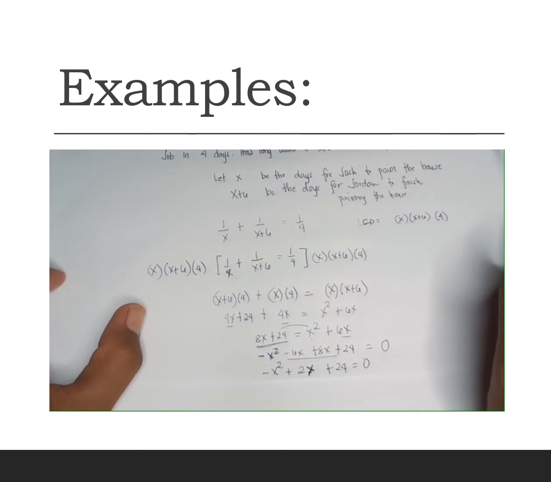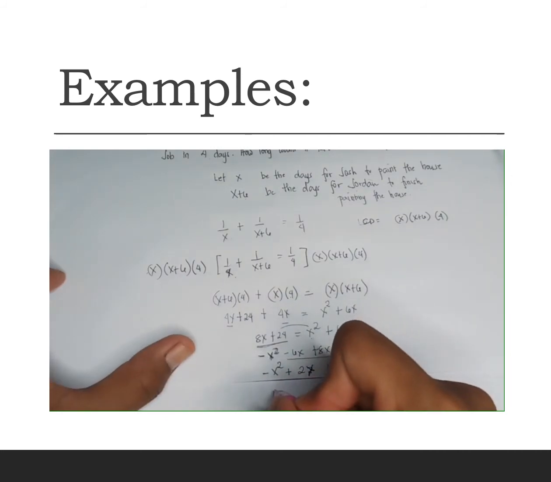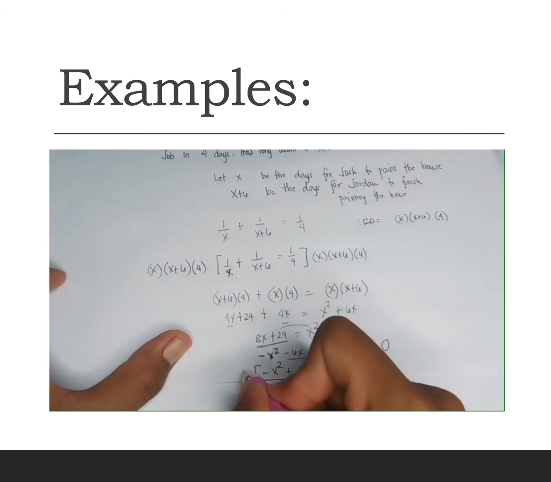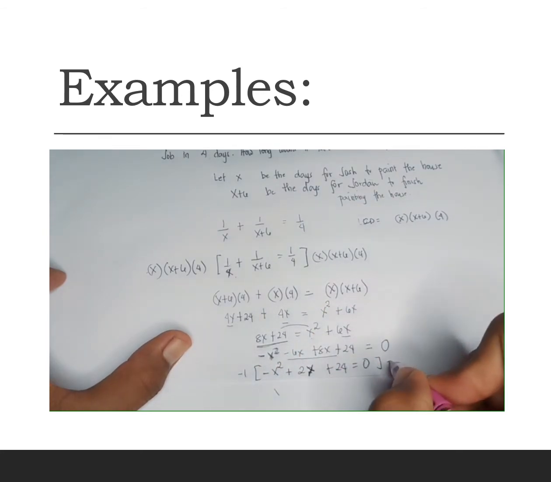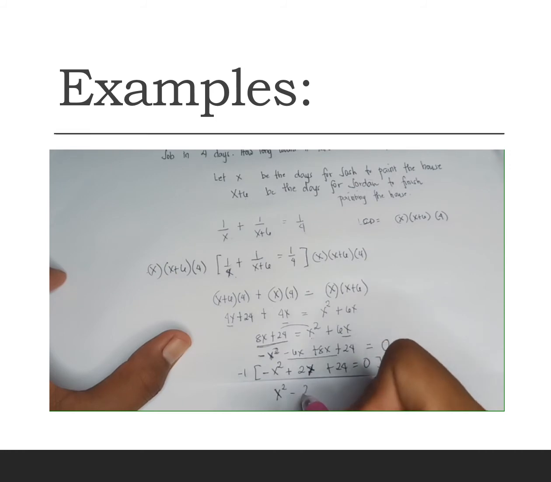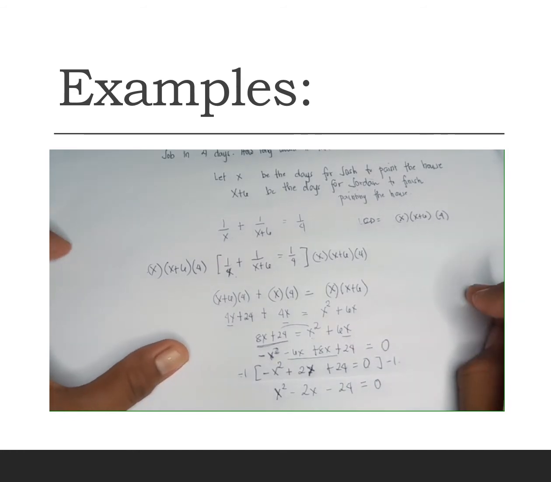In our quadratic equation, the sign of a should be positive. So we are multiplying the equation by negative 1. Negative times negative is positive, x squared. Negative times positive, negative 2x. Negative times positive, that is negative 24, which is equal to negative 1 times 0, which is always 0.